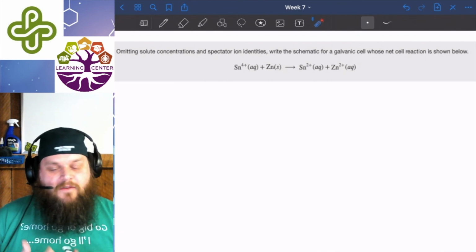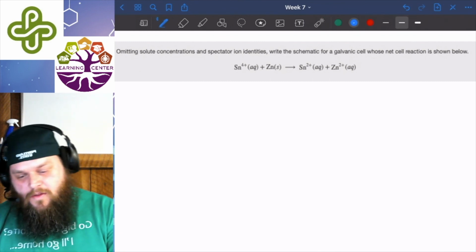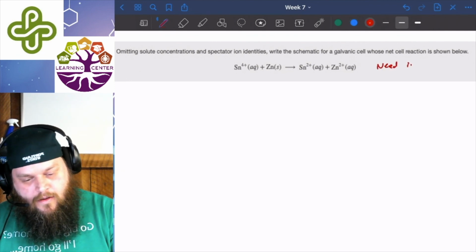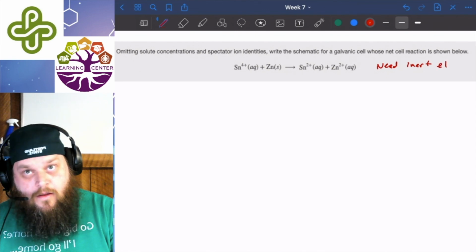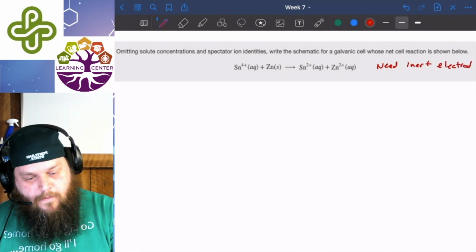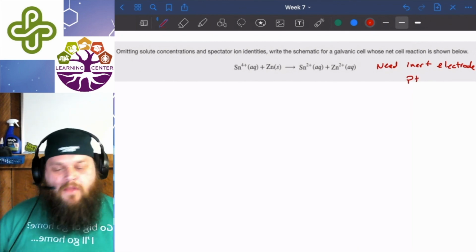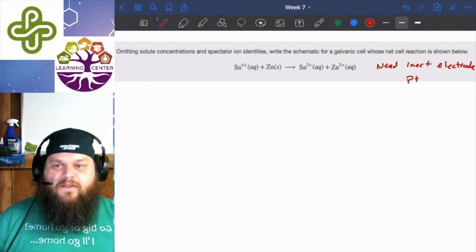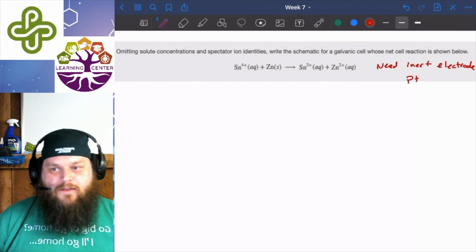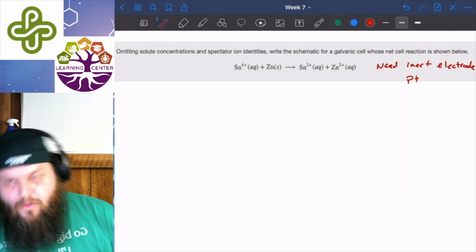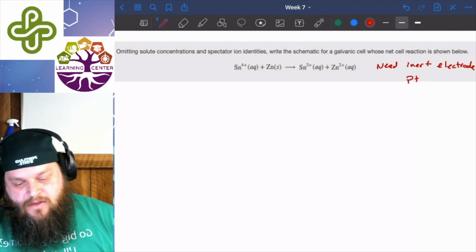So we're going to have to use some type of inert electrode for this, right? We need an inert electrode. So for that, use platinum. That's what they used previously. It's a good one. It doesn't really like to give off a lot of electrons in that regard. And we can then write out what's going on with these reactions.